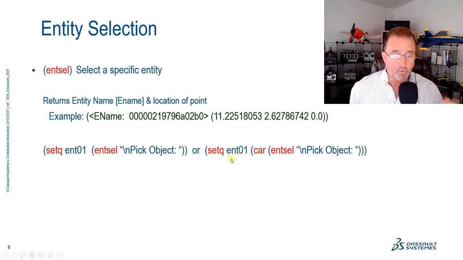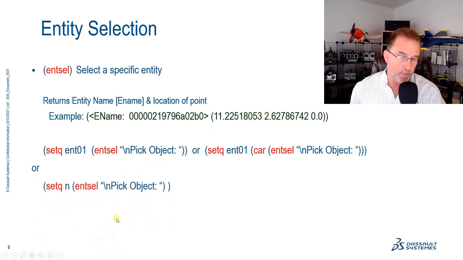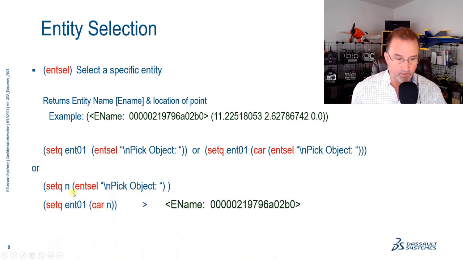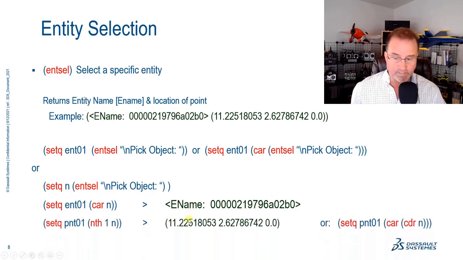Now, let's say you actually want that point, that second item in the list. How would you do that? The way I would accomplish that is, first I would just set this object, this list, to a variable. In this case, let's use n. And then what I can do is say, let's take the first item in the list, which is car n, and set that to the entity name. And then we'll take the second item in the list. In this case, I'm going to use the function called nth to grab. Remember, the list starts with 0 and 1 is the second position. So we're going to nth 1 n to grab this list within the list.